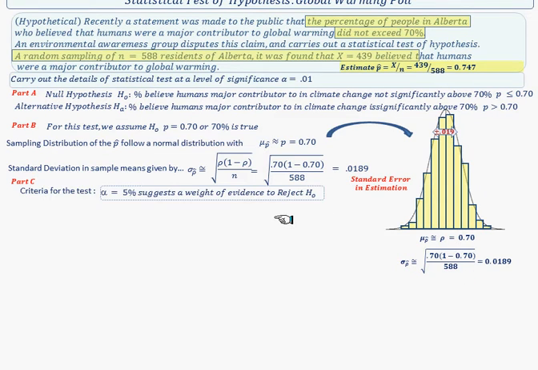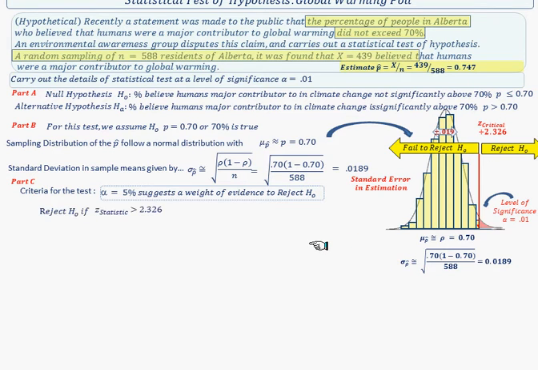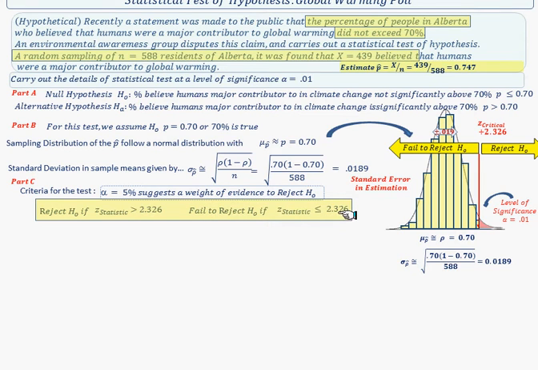Part C, the criteria for the test: we're looking at a 1% weight of evidence, and that comes over here. The area in the tail here is 1%, and the Z critical is 2.326. If your test statistic exceeds 2.326, you're going to reject H0. You're going to fail to reject H0 if your Z statistic is less than or equal to 2.326.